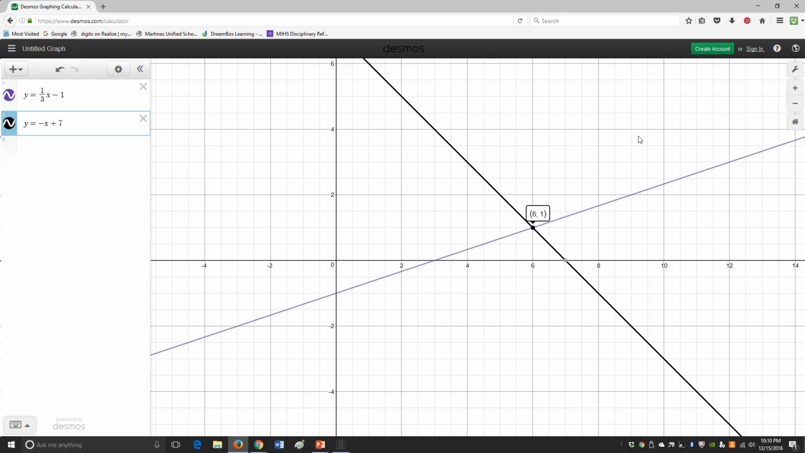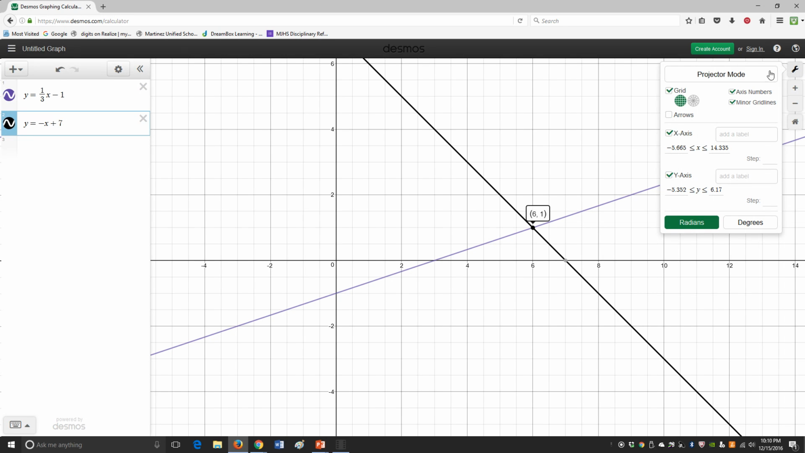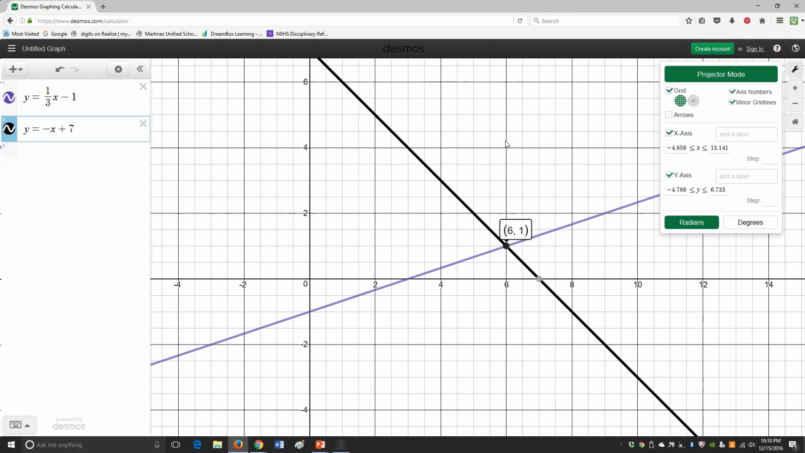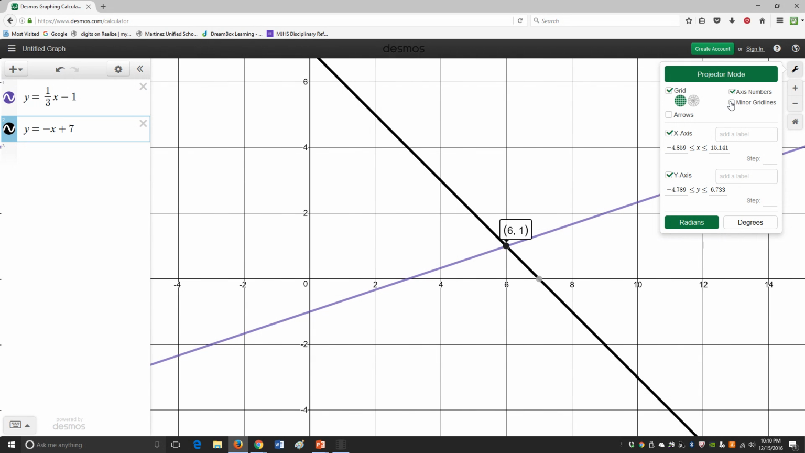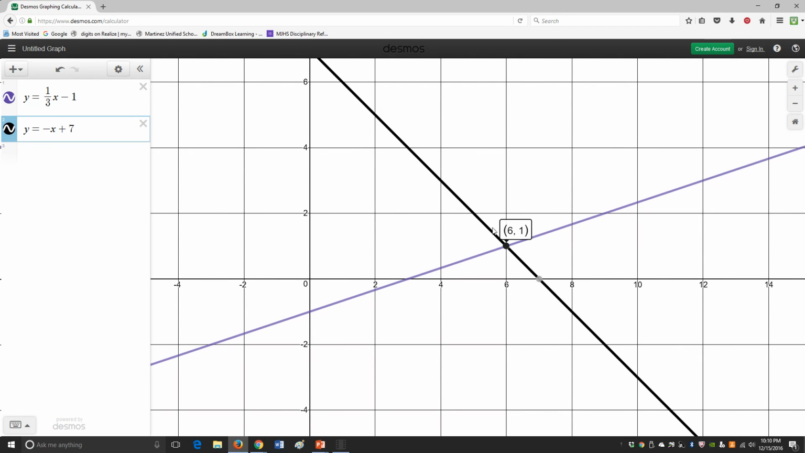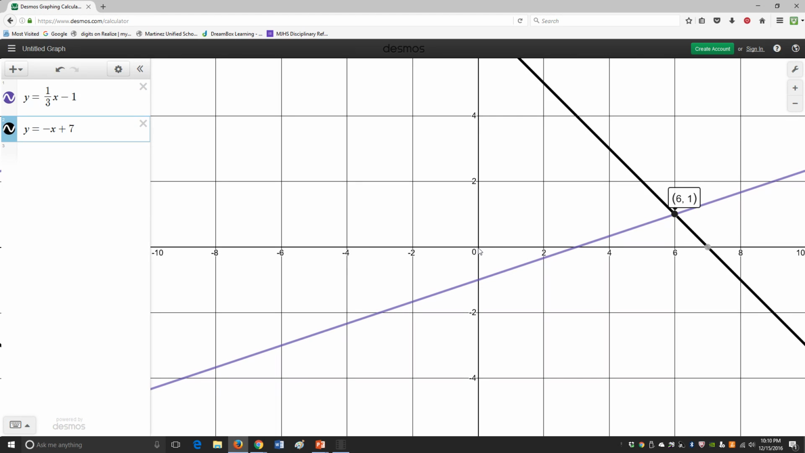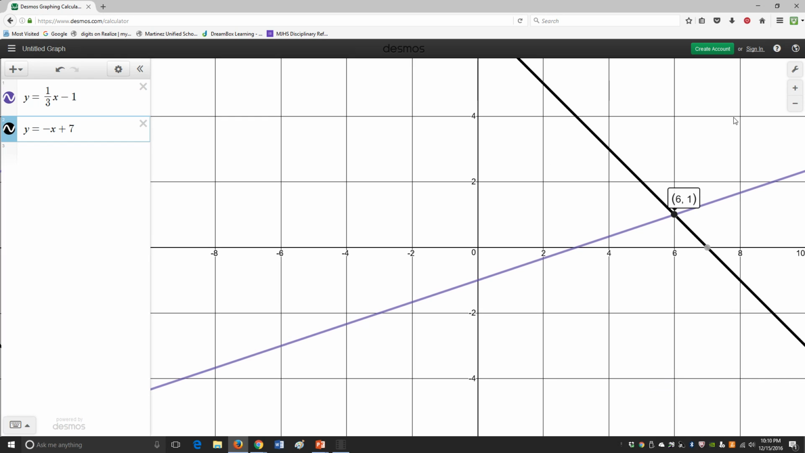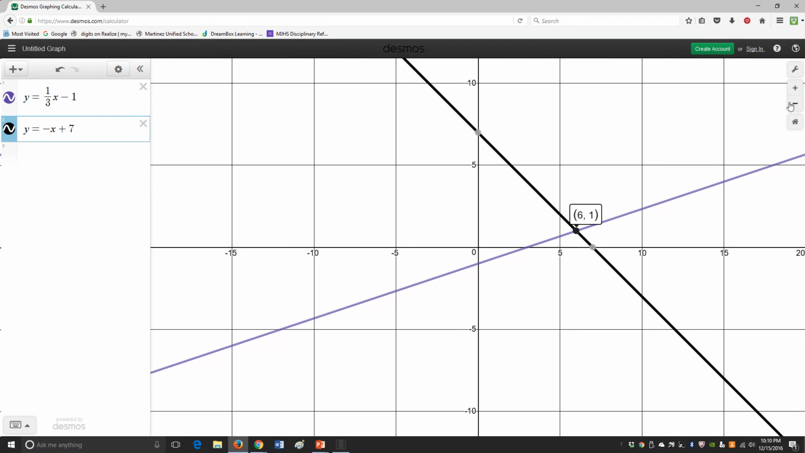Now, to adjust how things look, you can go up here to the top right where it says graph settings. Projector mode will darken everything, which is kind of nice. Also, these extra little grid lines, sometimes those I think are distracting, so I like to take away the minor grid lines. So now that's a lot cleaner. If you push this home button, it'll move the origin, the 0, 0, back to the center. And of course, you can zoom out or zoom in using these buttons or using the touch screen.